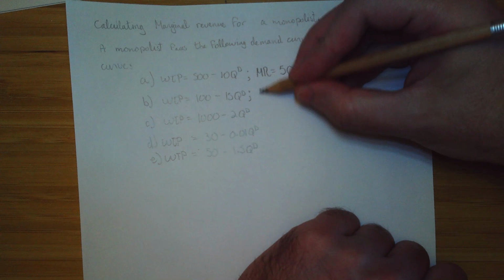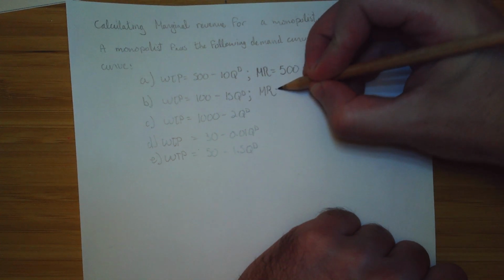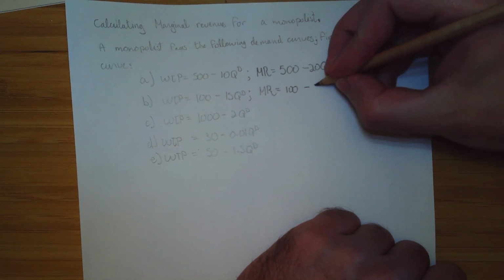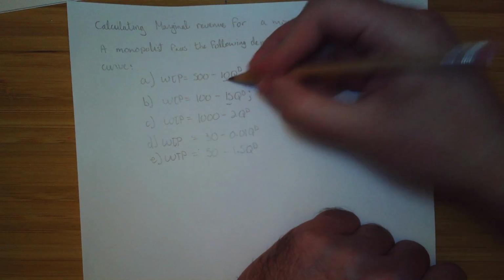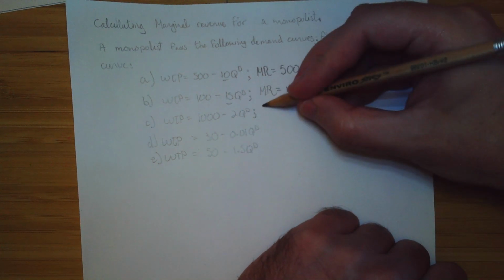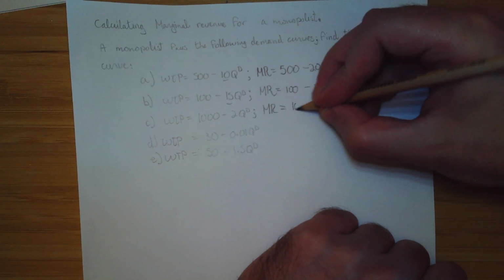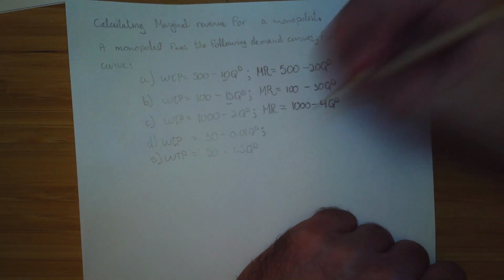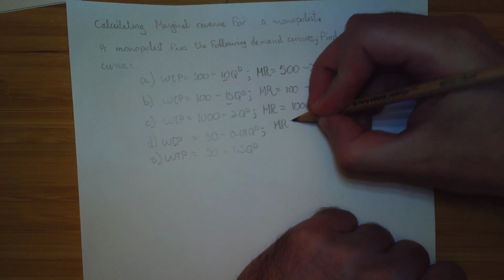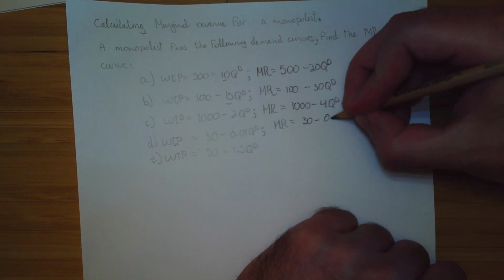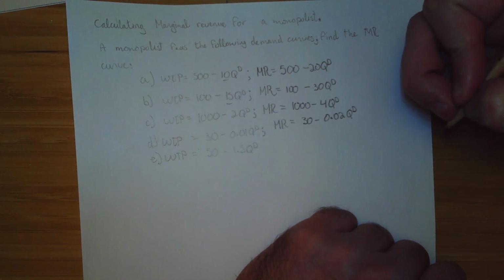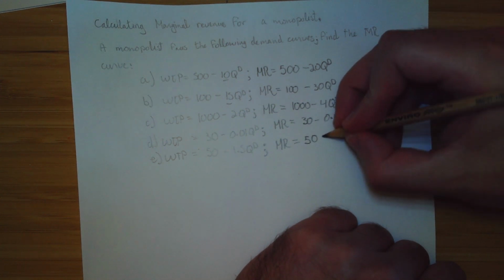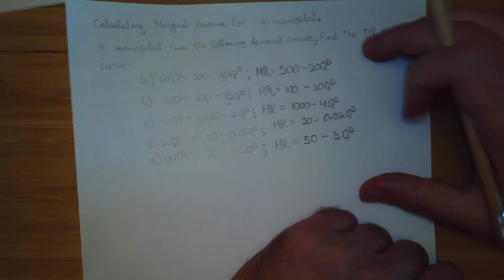For the second monopolist who faces a demand curve of 100 minus 15Q, the marginal revenue will be 100, to which we just take away 15 times 2, 30 QD. So we just double this number here, right? Same thing for the third one. It's going to be 1000 minus 4 QD. For the fourth one, the marginal revenue is just going to be 30 minus 0.02 QD. And finally, the last one, the marginal revenue is equal to 50 minus 3 QD. So a couple of examples, right?